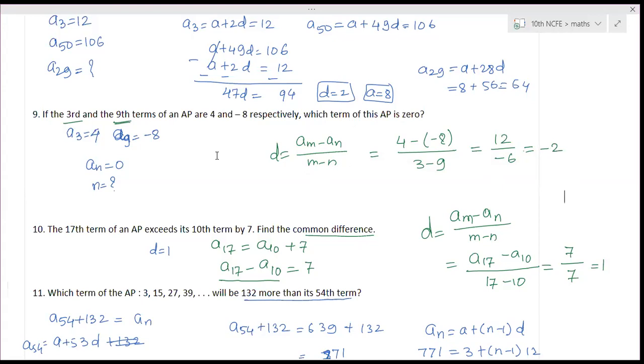Yes, ma'am. And further it will be useful in 11th when you are learning GP also, AP, GP, HP. At that time you will use this formula there. This year you have only AP. Next year you have GP also, geometric progression, and harmonic progression also.